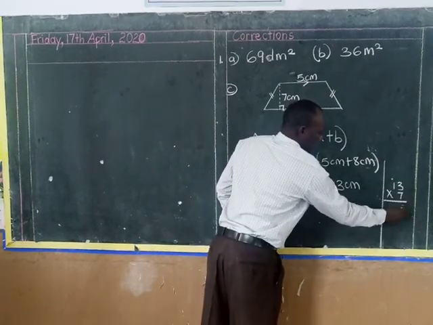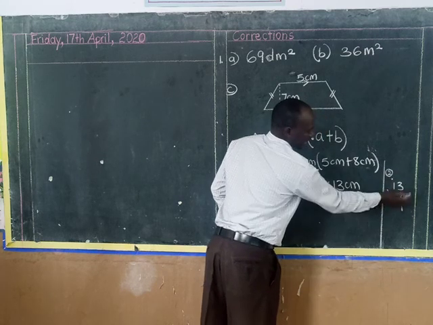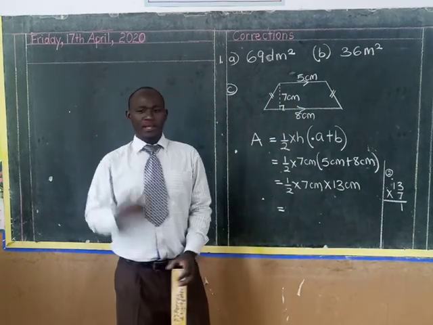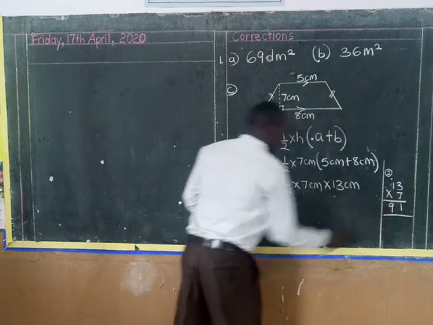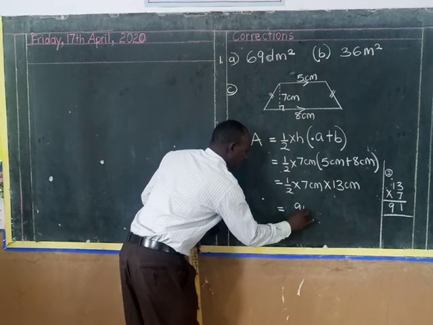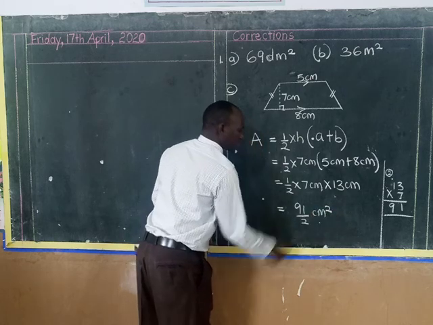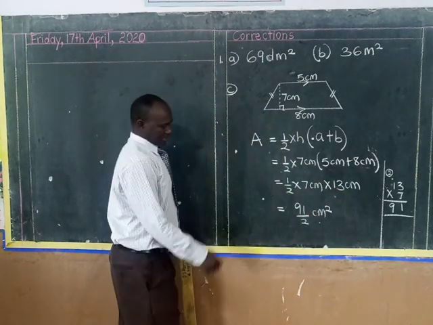7 times 3 is 21. Write 1 and regroup 2. 7 times 1 is 7 plus 2, gives us 9. So we have 91 out of 2 now, square centimeters, because centimeter times centimeter will give us square centimeters.